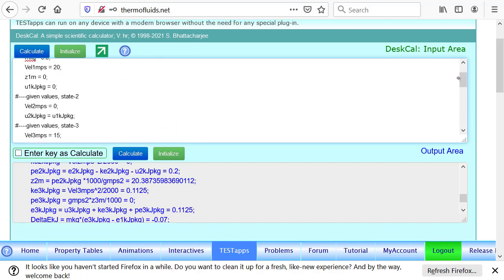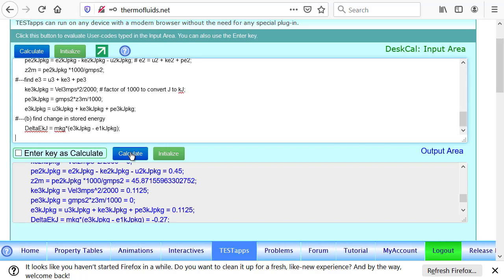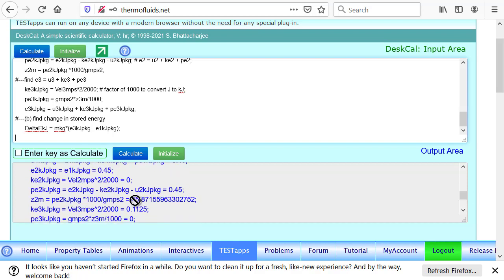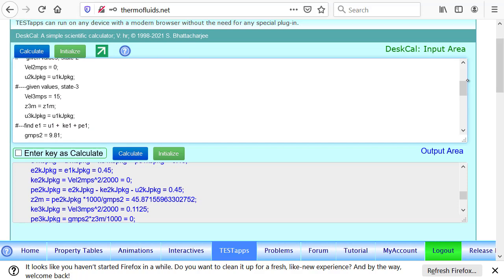That hasn't changed. But suppose we say we are throwing the ball at a higher speed. Let's say we're throwing the ball at 30 meters per second, which is pretty high. It's almost like 70 miles per hour. Then you can see the height raised will be much higher. It's 45.9 meters. So like that, you can do what if studies very easily once you have developed a readable code.